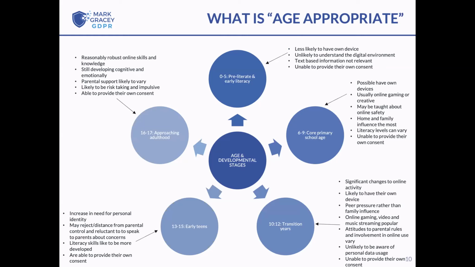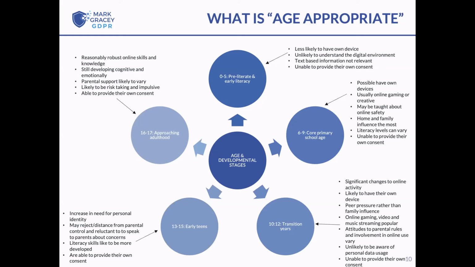I'm not going to go through it all, there's quite a lot of information on this, and I've just put it there for information. It's basically a summary of the appendix that the ICO provide, but they split the age groups of children into 5 areas: 0 to 5, so pre-literate and early literacy; 6 to 9, core primary school age; 10 to 12, transition years; 13 to 15, early teens; and 16 to 17-year-olds who are approaching adulthood.